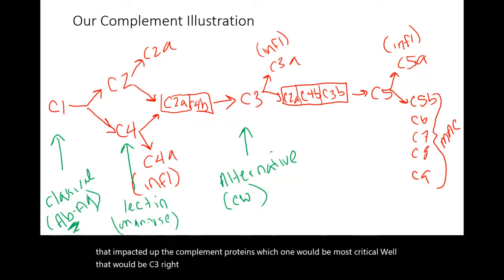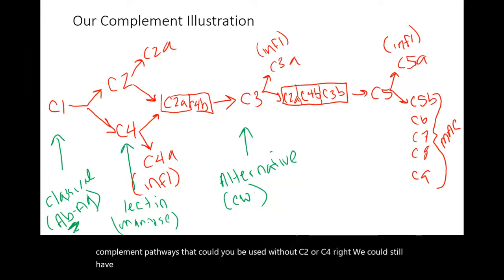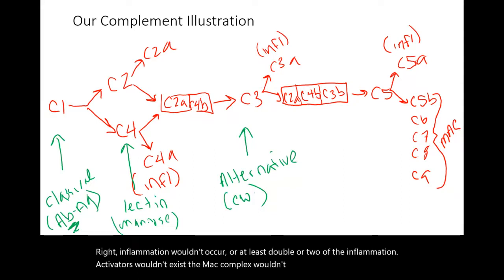Because if C1 doesn't exist, well, at least we still have 2 complement pathways that could be used. Without C2 or C4, we could still have the alternative pathway. But if C3 didn't exist for whatever reason, then the rest couldn't happen, right? Inflammation wouldn't occur, or at least 2 of the inflammation activators wouldn't exist. The MAC complex wouldn't form, okay? So in terms of the starting molecules for these pathways, C3 is going to be most critical.